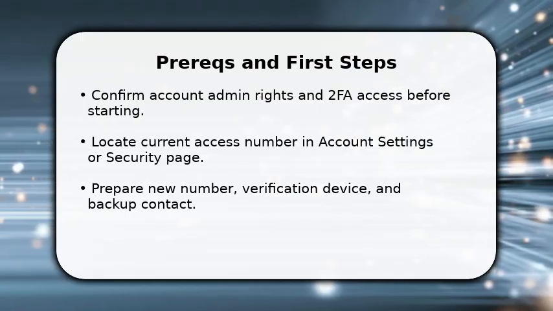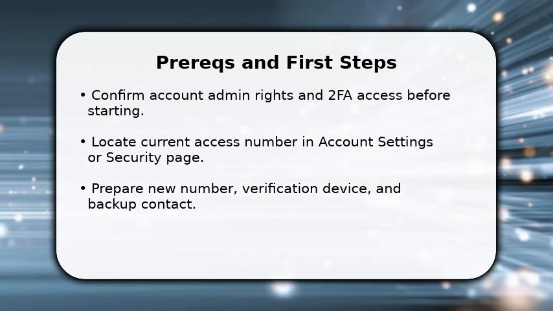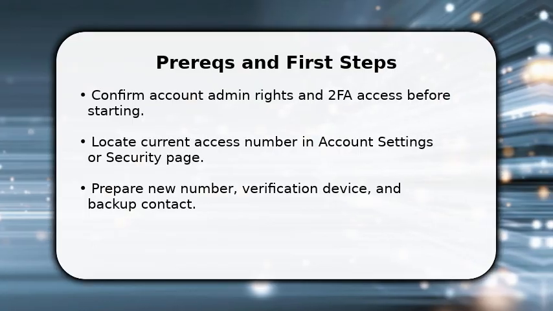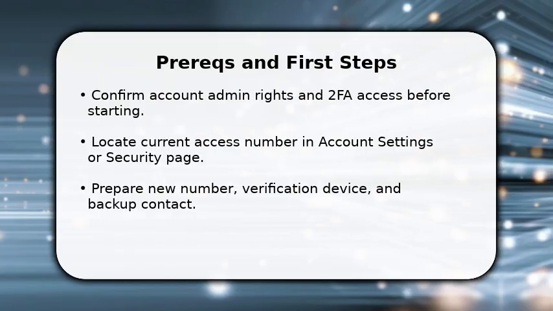You start with the essentials. Confirm you have admin rights and two-factor access so changes will stick. Open account settings and find the access number field. This is the live value you will replace.